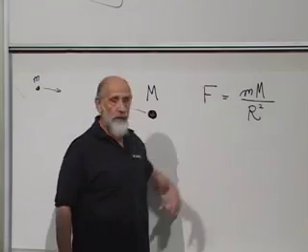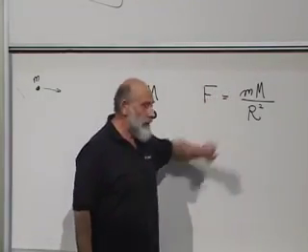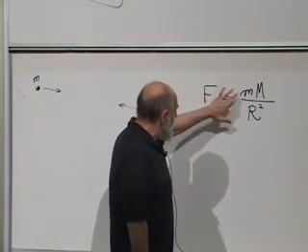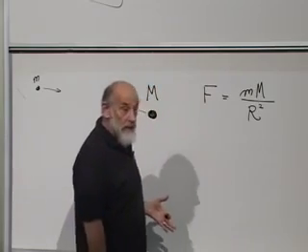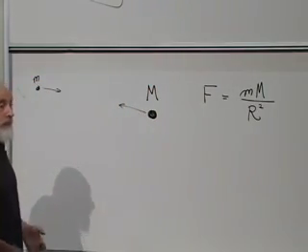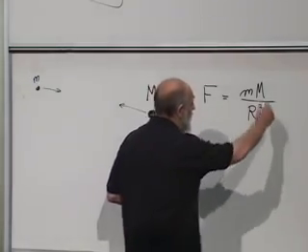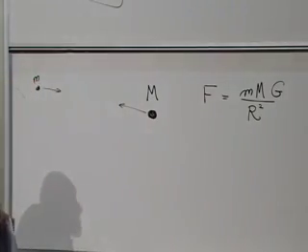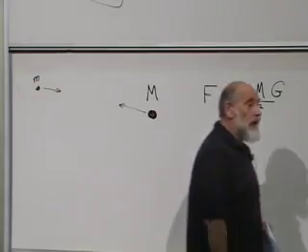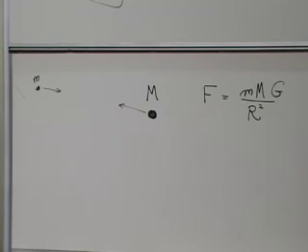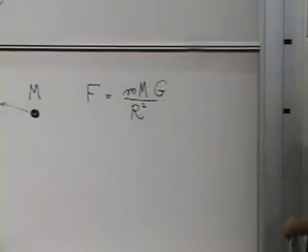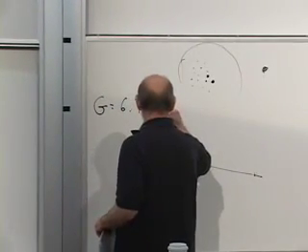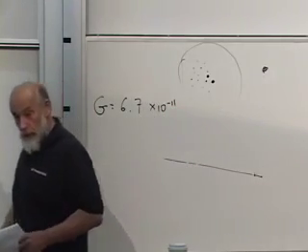This law by itself could not possibly be right. It's not dimensionally consistent. If you work out the dimensions of force, mass, and r, it's not dimensionally consistent. There has to be a numerical constant in there. And that numerical constant is called capital G, Newton's constant, and it's very small. I'll write down what it is. G is equal to 6.7 roughly times 10 to the minus 11th, which is a small number.